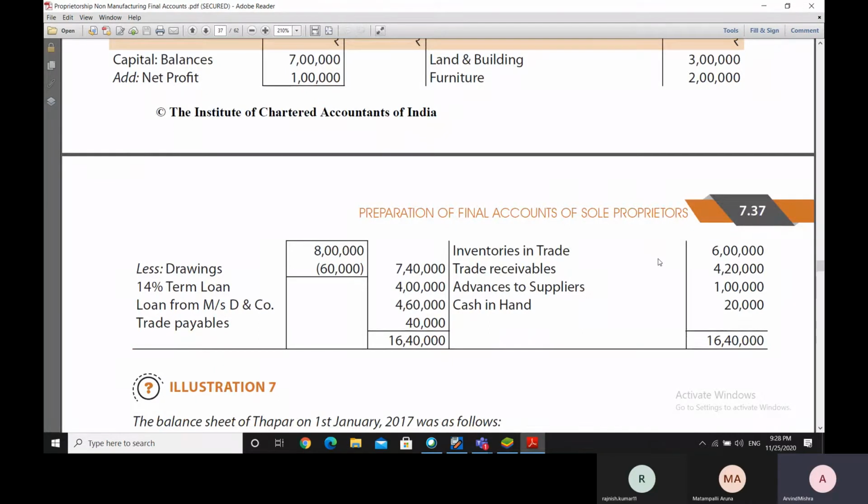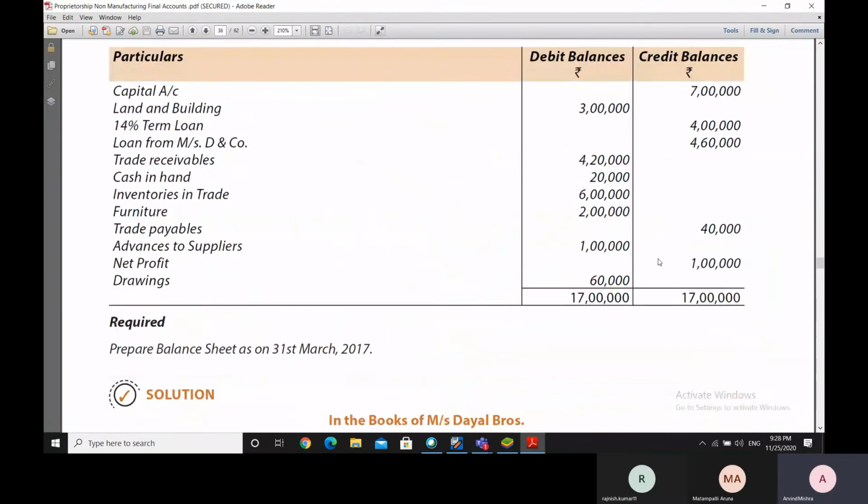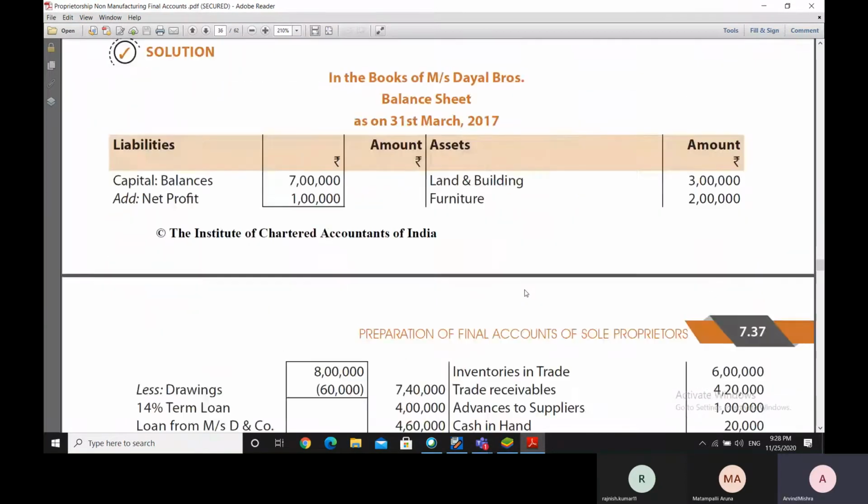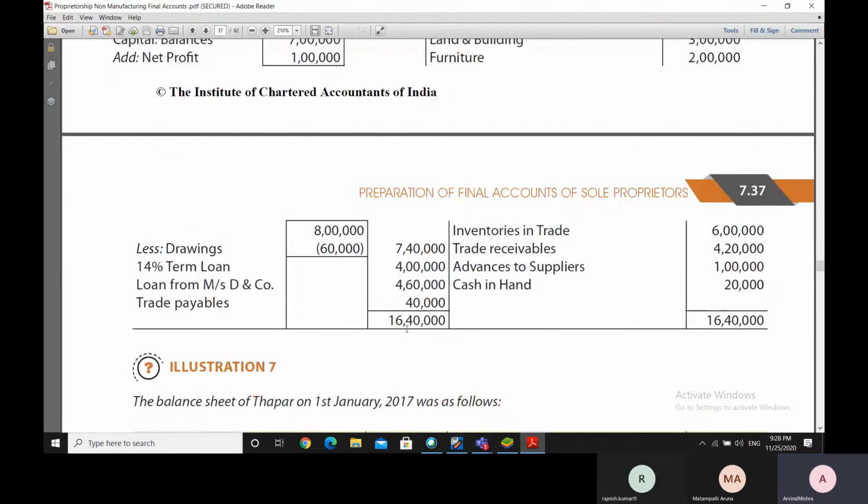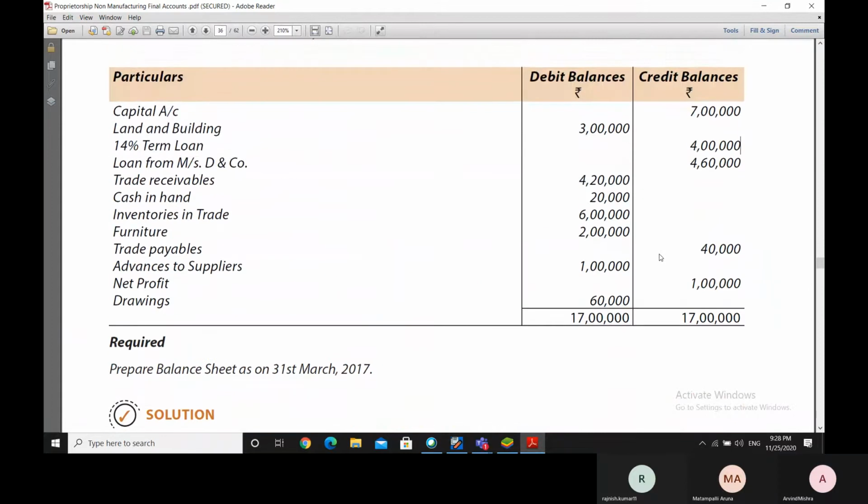And finally, we find that just like the trial balance is balanced here, similarly we'll find that the balance sheet will also get balanced at the end, because all the accounts that are mentioned here form part of the balance sheet, and therefore, as the trial balance is balanced, so is the balance sheet.